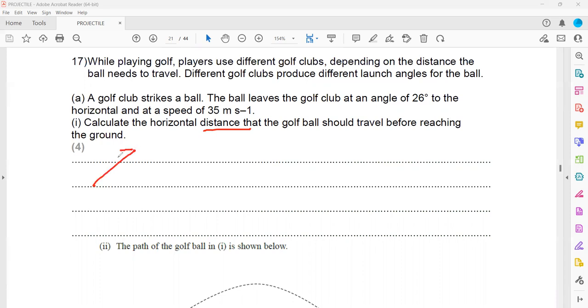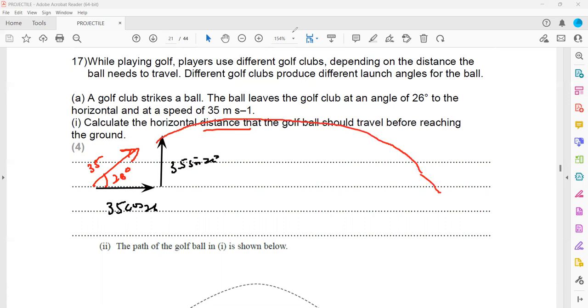So we have the launching speed 35 and we have the angle 26. This will have two components, horizontal and vertical. Horizontal will be 35 cosine 26 and vertical will be 35 sine 26. And this will be the trajectory followed.